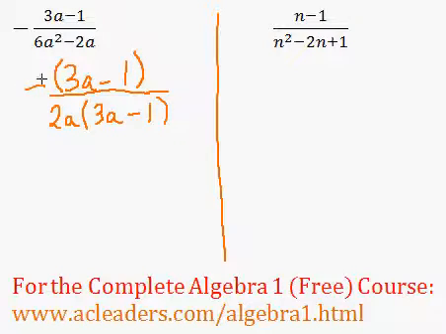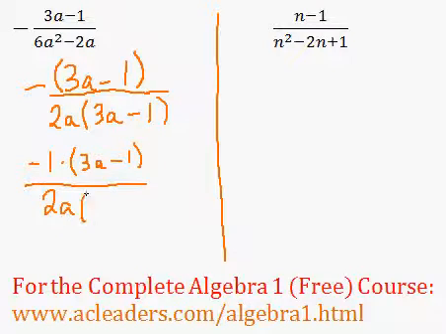And now I would like to do something with this negative here. I'll just make it a negative 1. Negative 1 times 3a minus 1 all over 2a times 3a minus 1. Can I do that? Yes, I can do that every time, whenever I want. If I have a negative fraction, I can just bring a negative 1 up top here and get rid of that negative in front. So that's kind of convenient in this case.